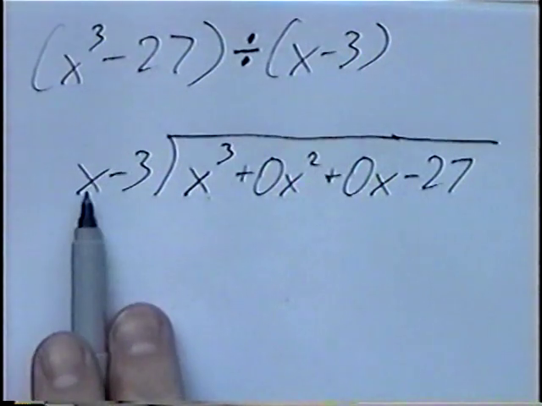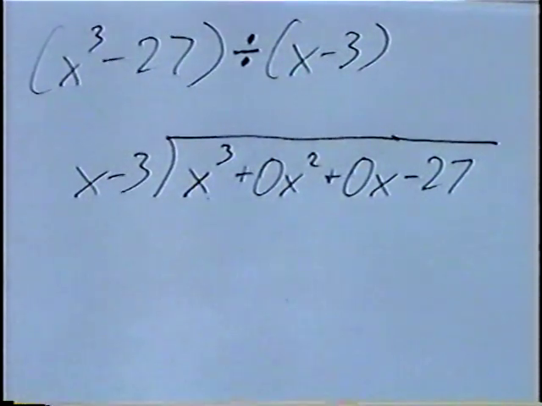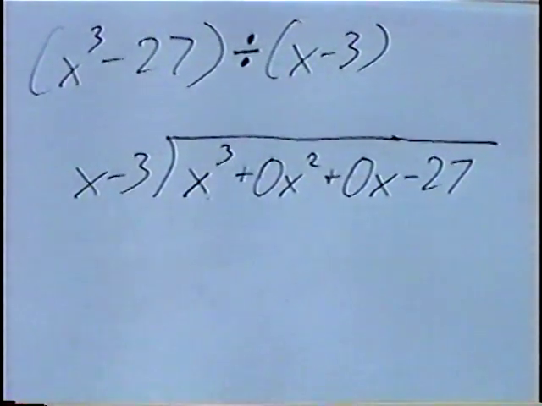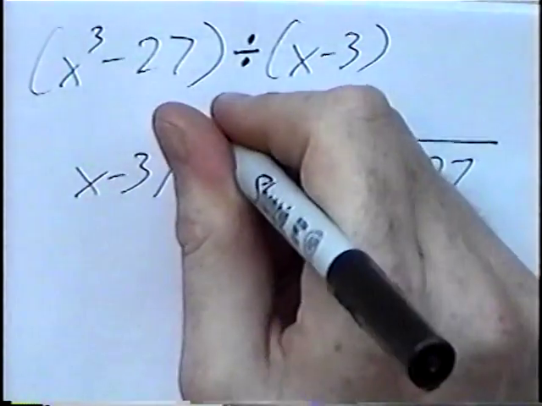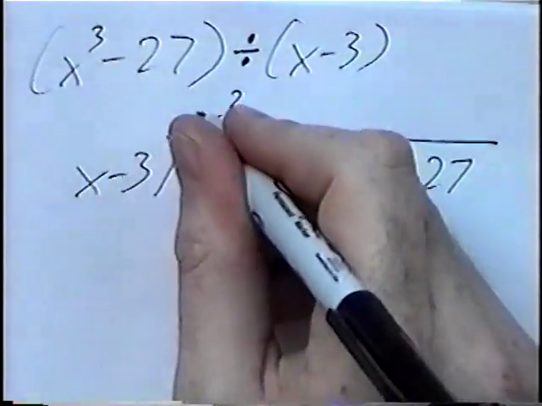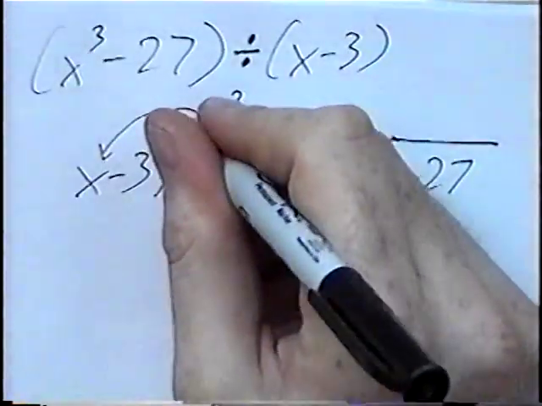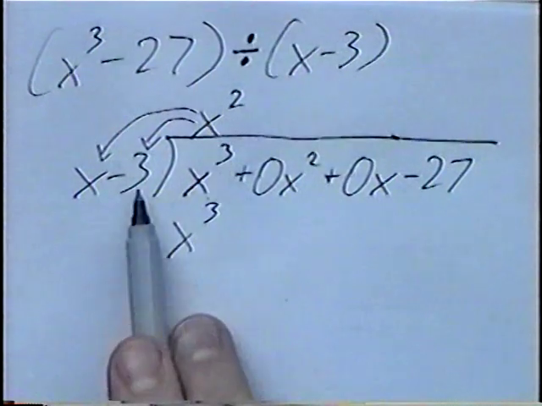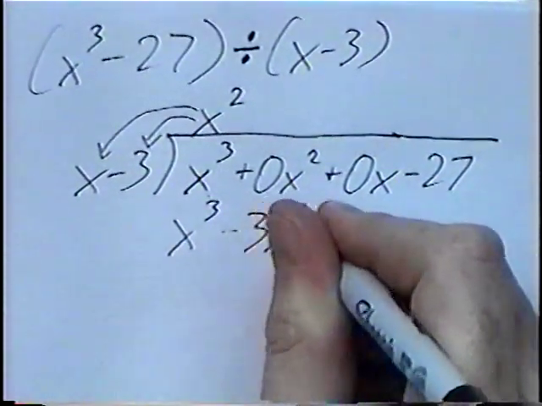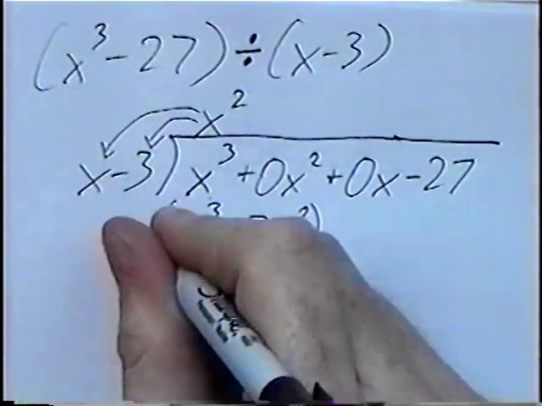Dividing from here, we'll take the first part of the term, x, and divide it into x cubed. Or again, what term times x would be x cubed. And that would be x squared. X squared times x would be x cubed. And again, using the distributive property, x squared times a minus 3 would be negative 3x squared. Putting parentheses around this term and subtracting.